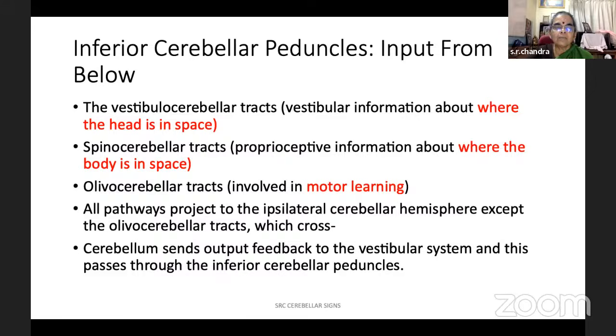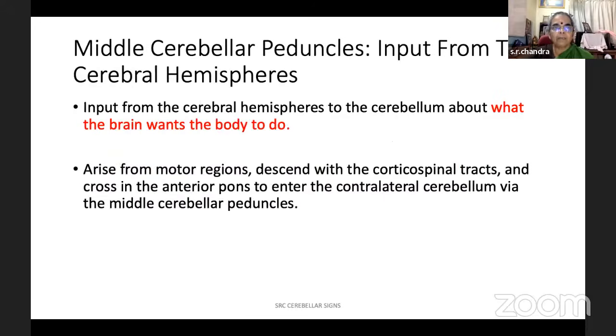This retinal error will be sensed by the olivocerebellar pathway and informed, so that the exact connections and calculations to fix on the target and make the motor plan will be made. That is the inferior cerebellar peduncle. The middle cerebellar peduncle conveys information about what the brain wants the body to do. It is the cortico-pontocerebellar pathway.